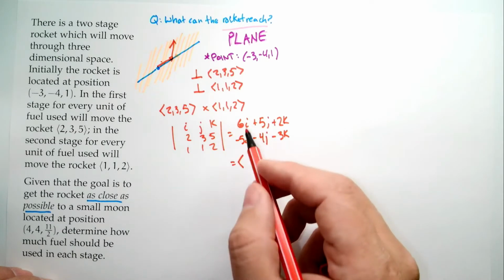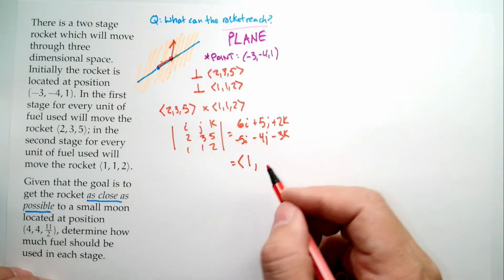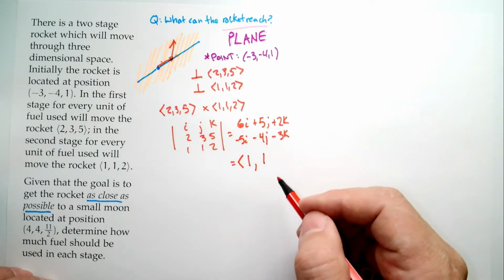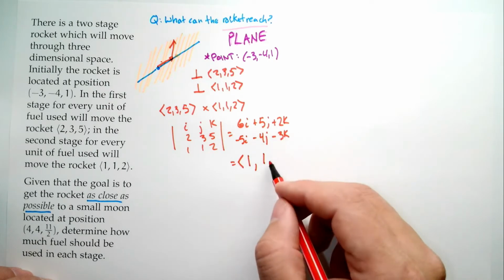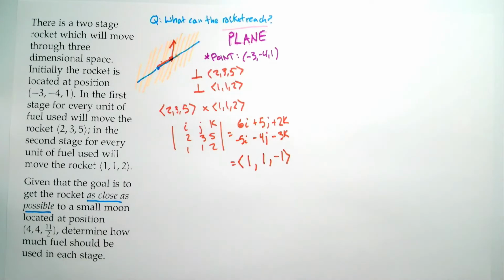So putting this together, 6I minus 5I gives us 1I, which means 1 in the first entry. 5J minus 4J is 1J, 1 in the second entry. And 2K minus 3K is minus K, which is minus 1 in the last entry. So 1, 1, -1. All right, and we can check.